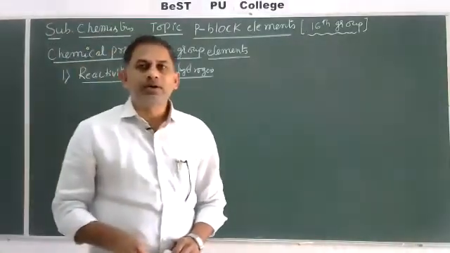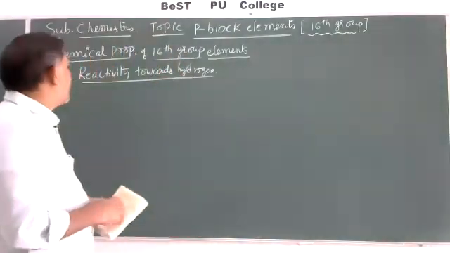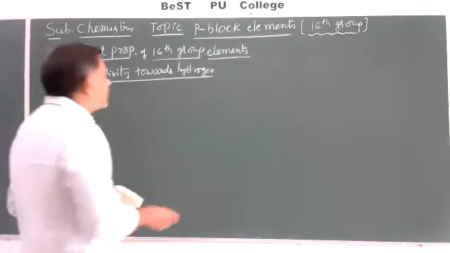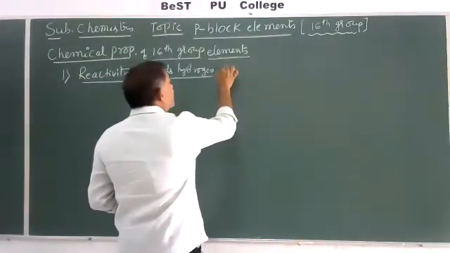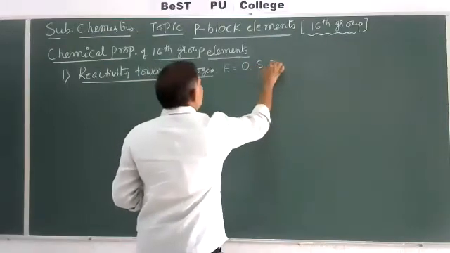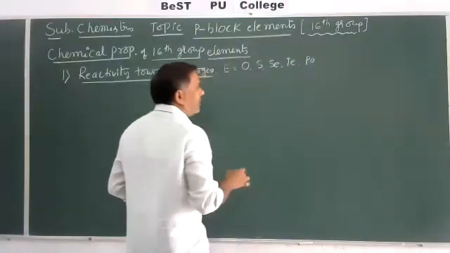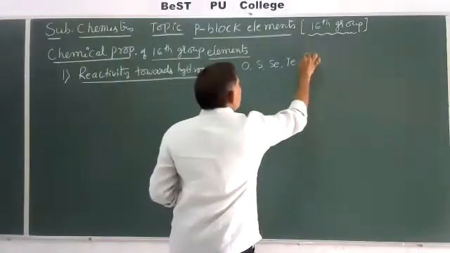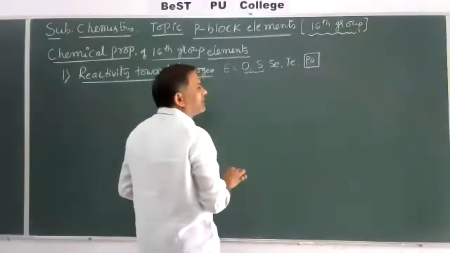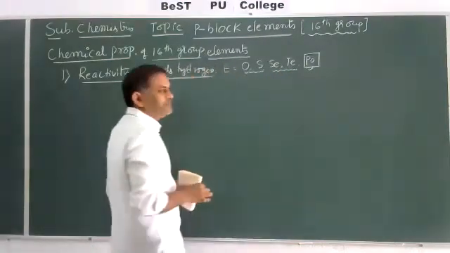The next important topic is the chemical properties of 16th group elements, that is, reactivity towards hydrogen. Here 16th group elements are denoted by the symbol E. They are oxygen, sulfur, selenium, tellurium and polonium. Polonium is a radioactive element. Oxygen and sulfur are non-metals, selenium and tellurium are metalloids, and polonium is a radioactive metal.